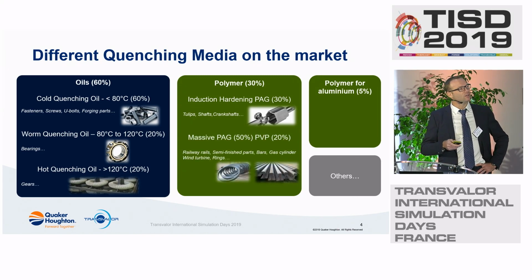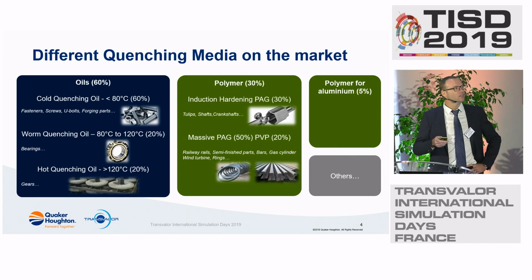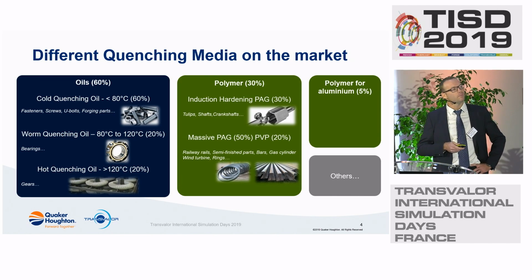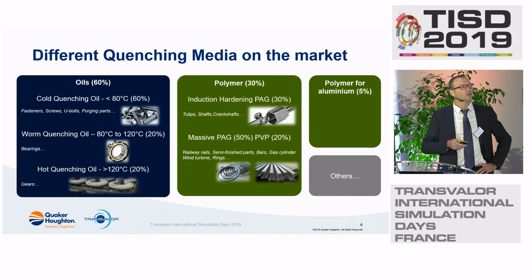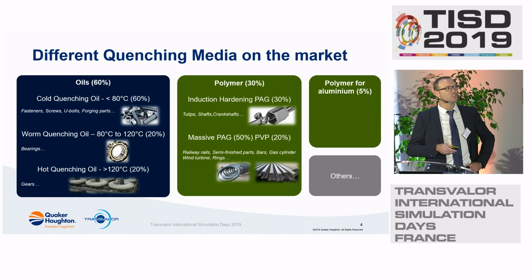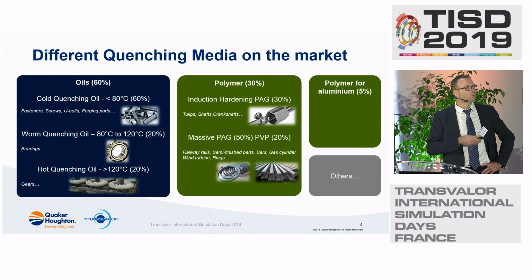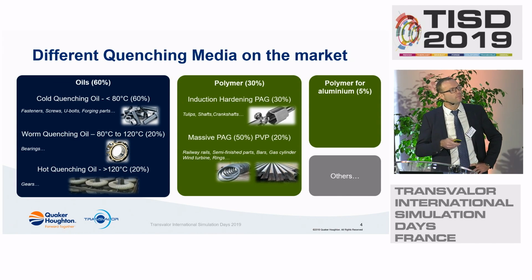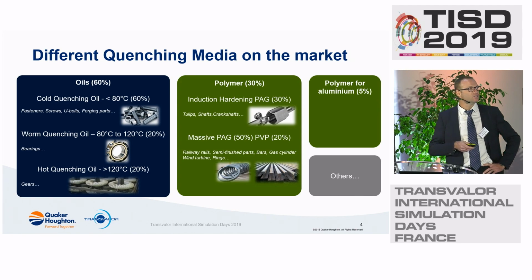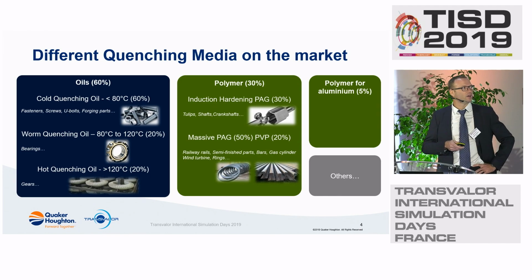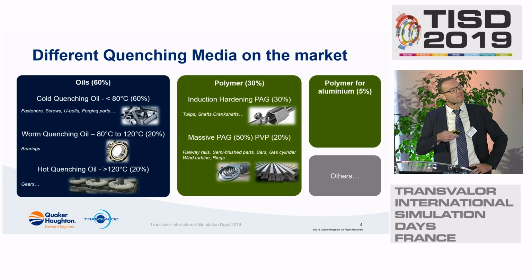And we have what we call mass quenching. It can be done with either PAG, polyalkylene glycol, or polyvinyl pyridine, which is what we call the oil-like quenching speed. So we often use it for railways, semi-finished parts, bars, gas cylinders, wind turbine rings, and some of those types of parts.